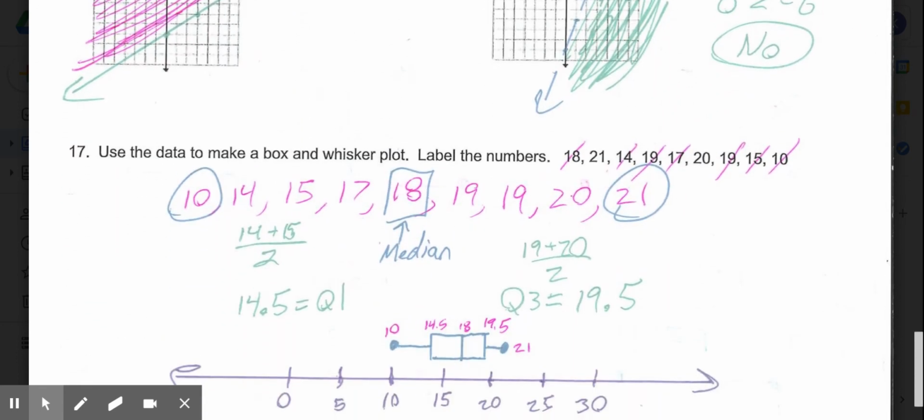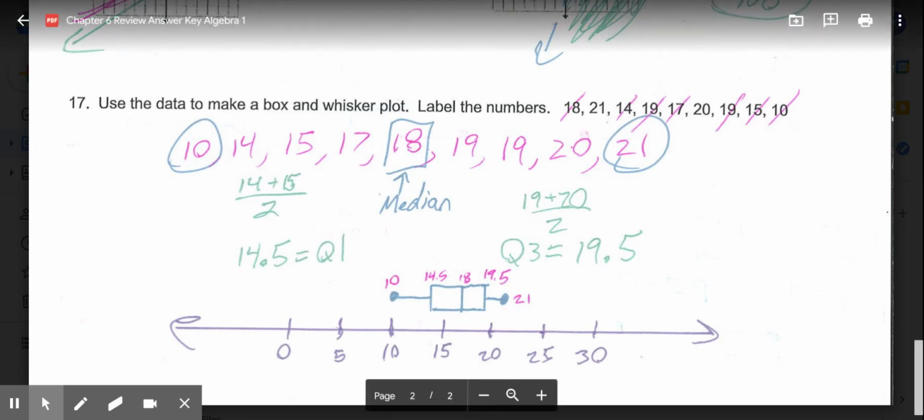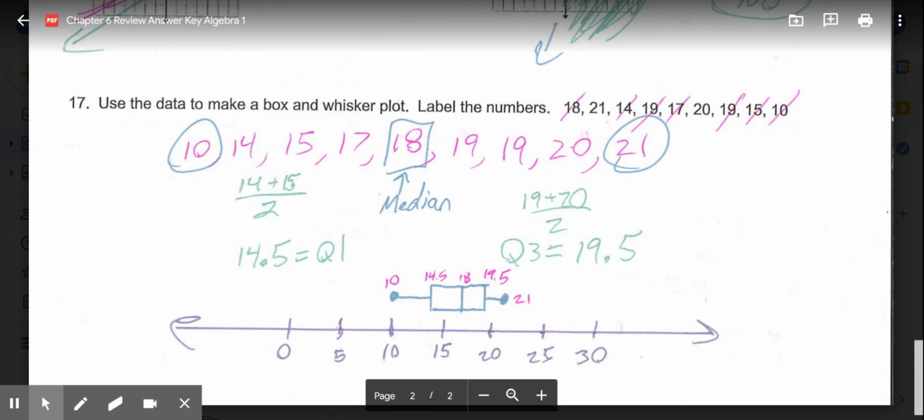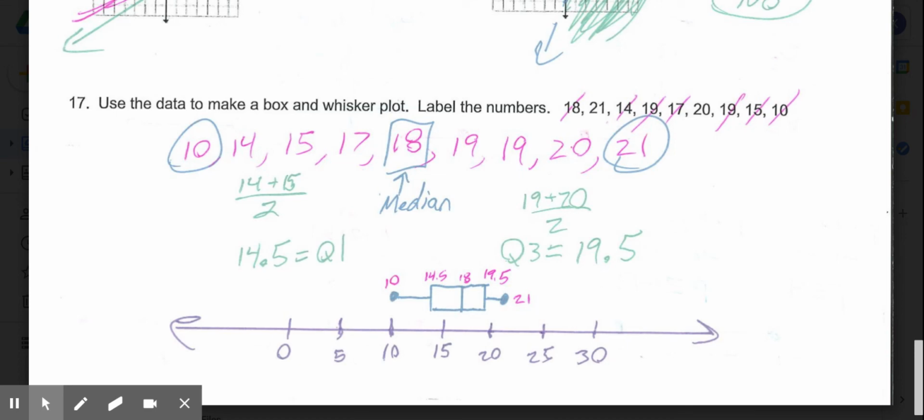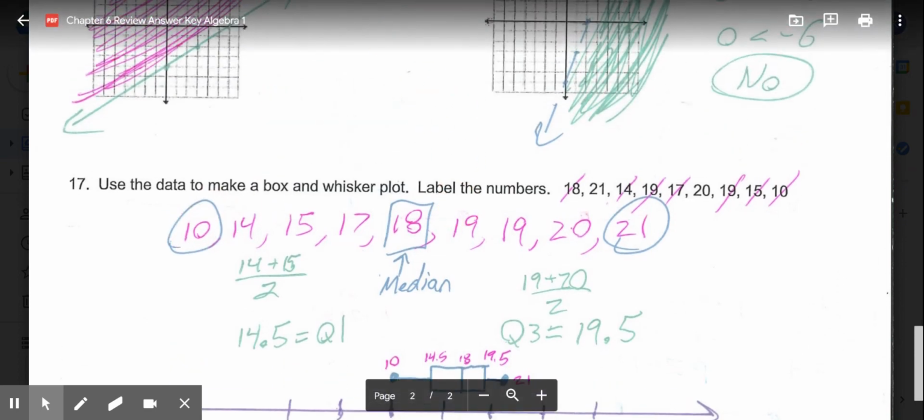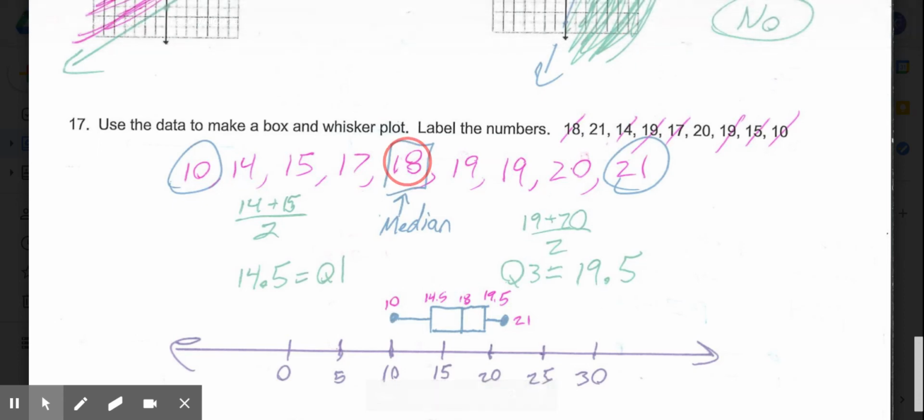And then our last problem on the review, the box and whisker problem. So the first thing you want to do is take your list and write it in order least to greatest. And we have 1, 2, 3, 4, 5, 6, 7, 8, 9 values. So you want to make sure you have 9 values in your list. Then you know the whiskers are the largest and smallest values. So our whiskers would be at 10 and 21.